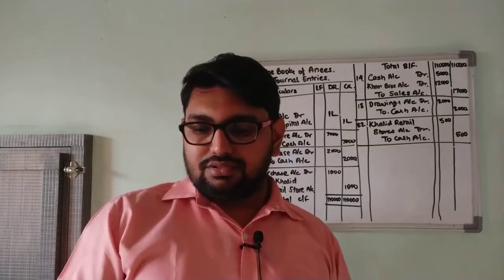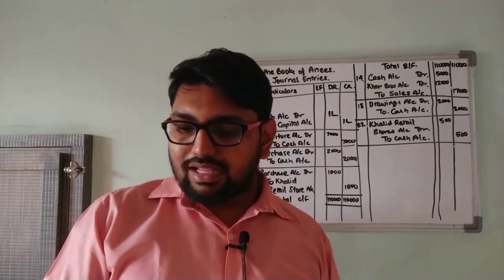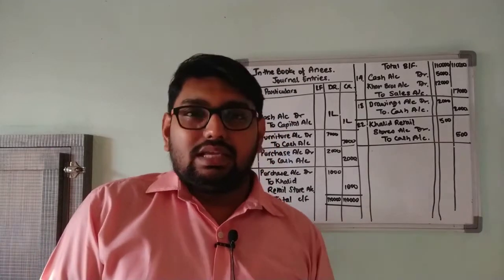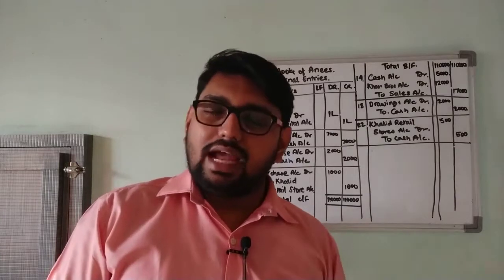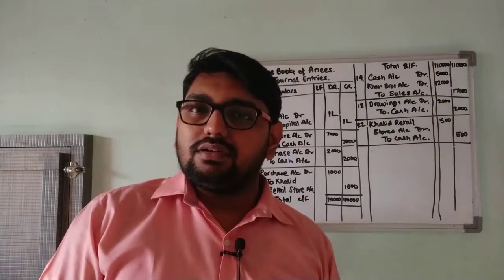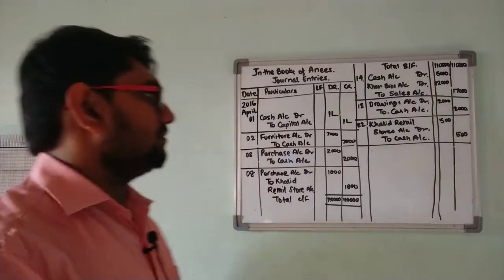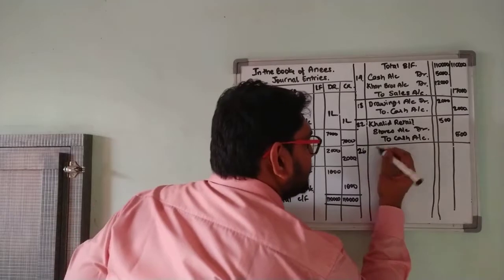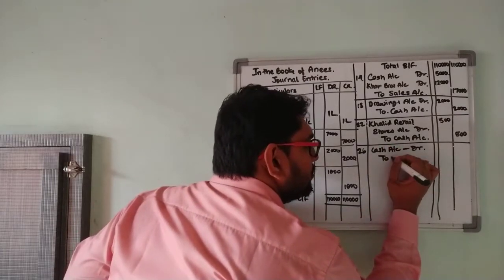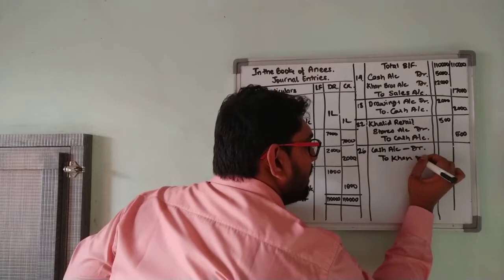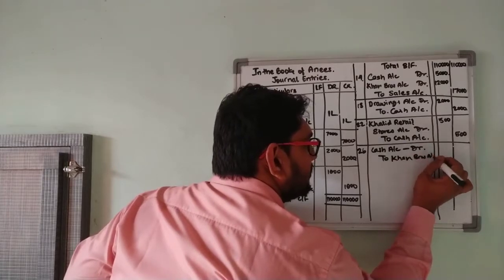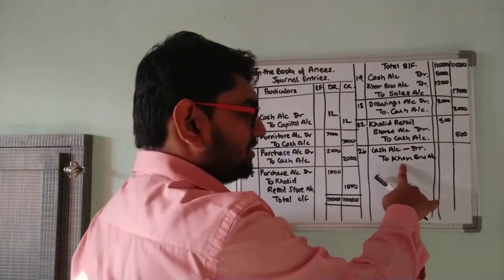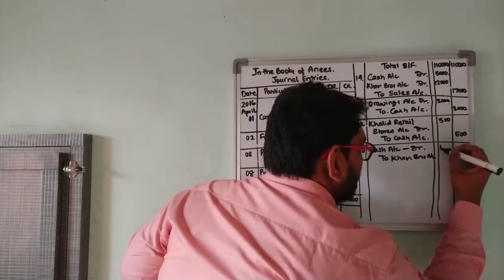Our next transaction, 26, received 12,000 from Khan Brothers. Now the reverse transaction, I am receiving money, cash is coming in, so I will debit cash account and credit the giver who is Khan Brothers. So 26, cash account debit to Khan Brothers account. Debit cash account because cash is coming in, credit Khan Brothers because Khan Brothers are the giver. 12,000 rupees.